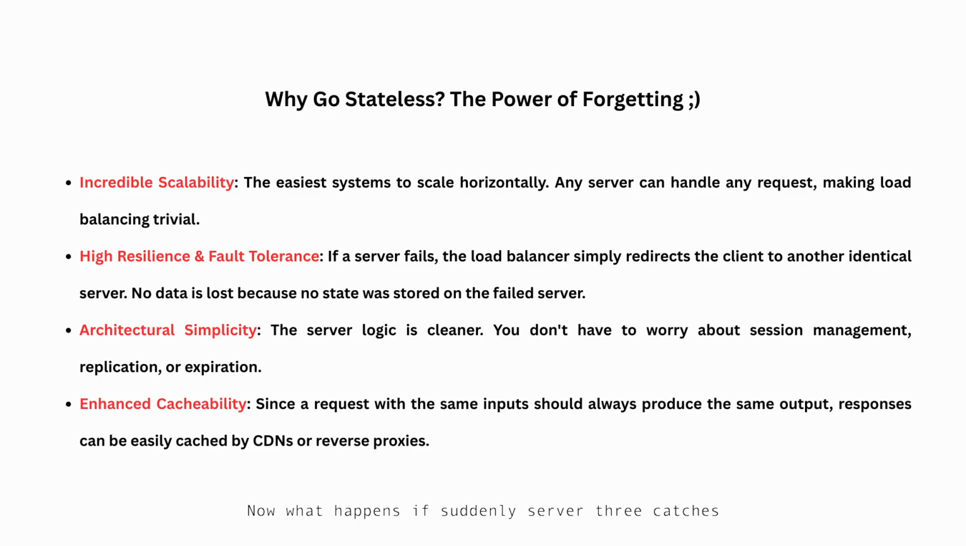Now, what happens if suddenly server 3 catches on fire, or an earthquake comes and it goes offline? Nothing. The load balancer just stops sending traffic there. The user's next request goes to another healthy server and their experience is completely uninterrupted. No session lost, no data gone. This is fault tolerance at its finest. On top of that, your server code becomes simpler, and because the responses are predictable, they are highly cacheable. This is why a vast majority of web APIs, especially RESTful APIs, are designed to be stateless in nature. The benefits for large scale systems are just too good to ignore.